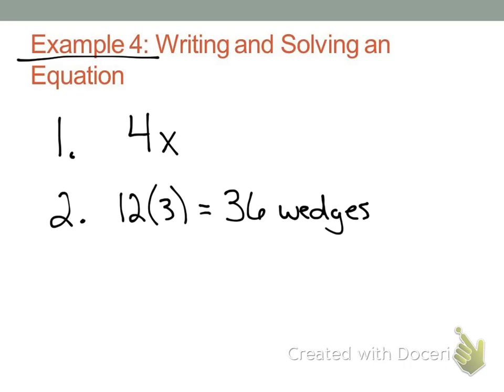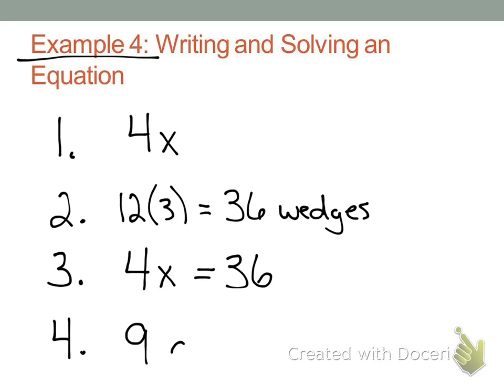Okay, so now I know how many total wedges there's going to be. I want you to write an equation. Now for step 3, write an equation that will help you figure out how many quesadillas you need to make. 4 times, I don't know how many quesadillas, equals 36. So how many quesadillas do I need to make? 9. 9 quesadillas. Thanks, Colin.